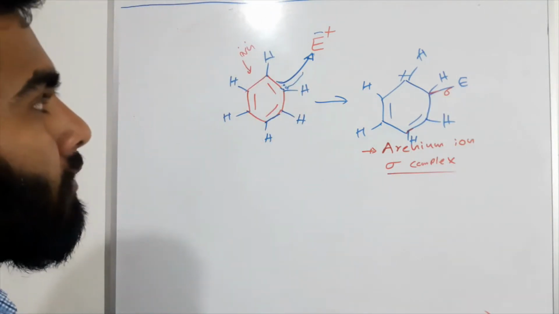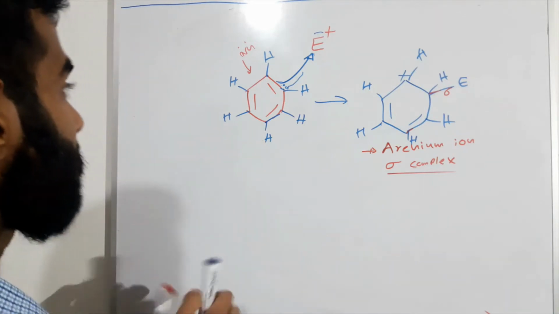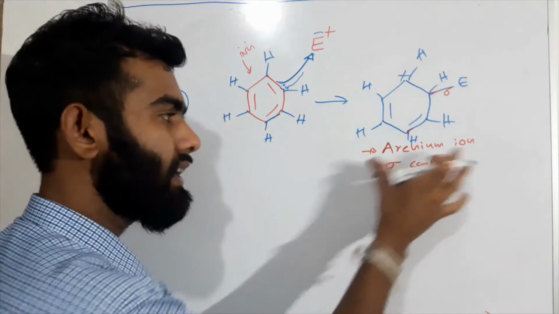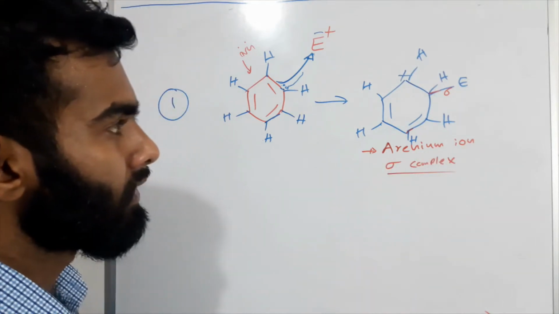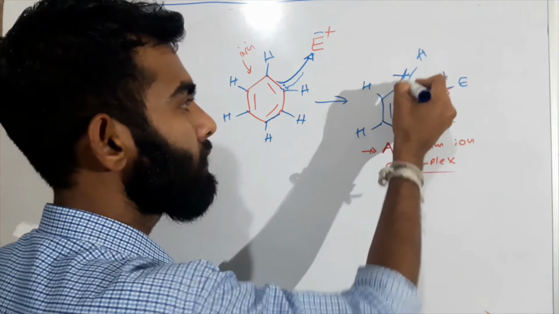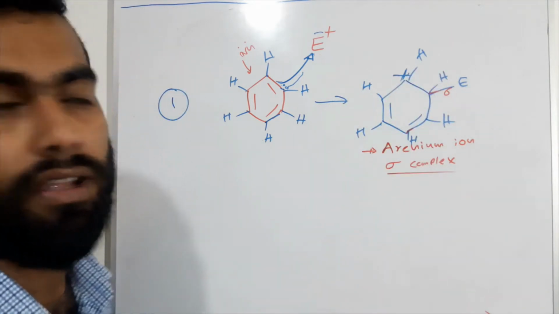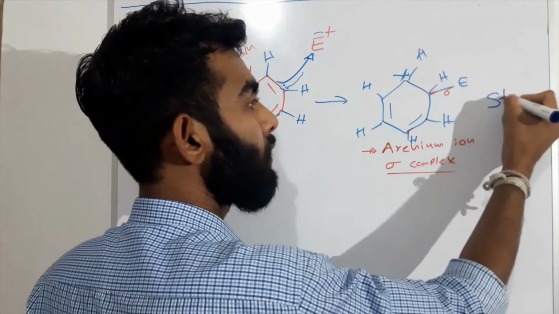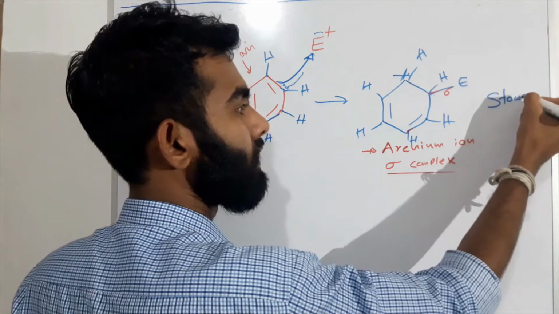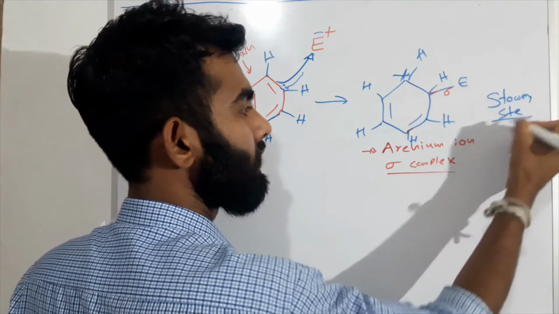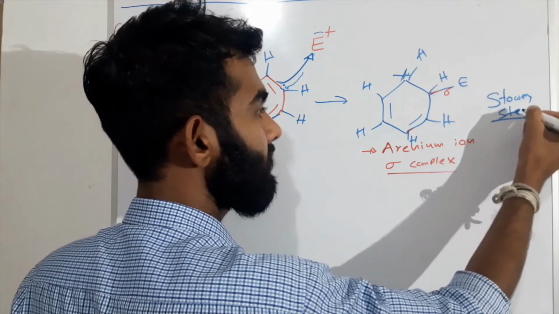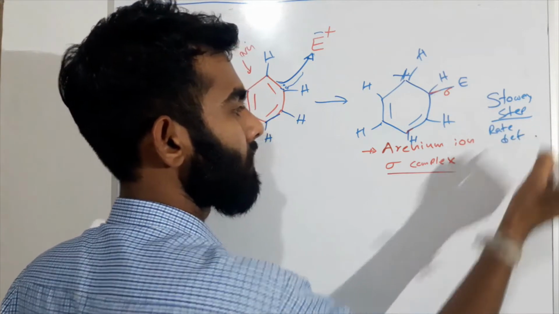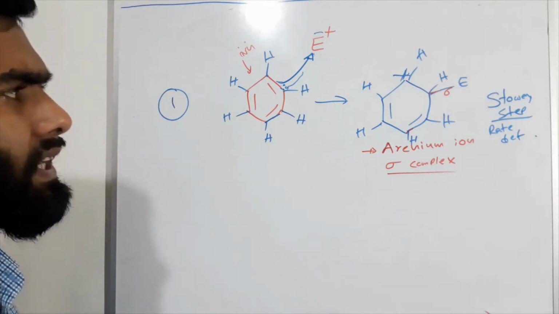Okay. In electrophilic substitution reaction, this is the first step. Here, arenium ion is formed. It is positively charged, so somewhat unstable. And in electrophilic substitution reaction, this is the slowest step. Otherwise, on the other hand, it is the rate determining step.